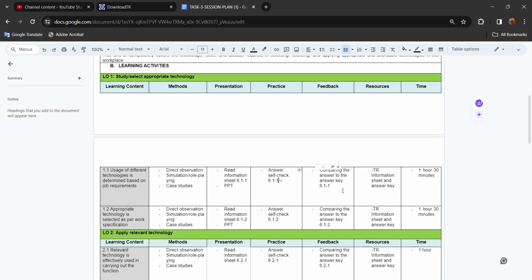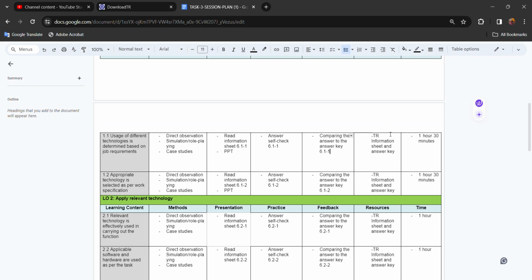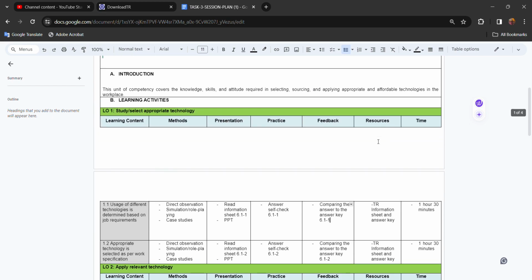Comparing the answer to the answer key is what I put here on the feedback, and I also put the coding so they will know where they can find the answer key. And on the resources, I put training regulation, information sheet and answer key, so they will know where the resources are.